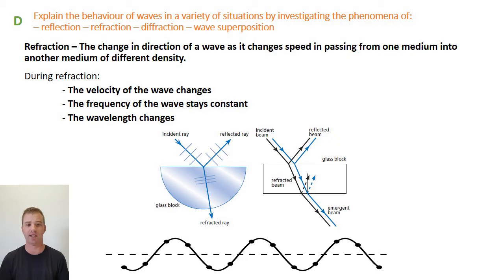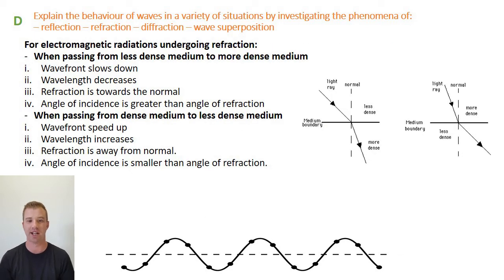Refraction is the change in direction of a wave as it changes speed in passing from one medium into another medium of different density. During refraction, the velocity of the wave changes, the frequency stays constant, and the wavelength changes, and you can see that in those two diagrams. For electromagnetic radiation undergoing refraction, it depends on the mediums, and I've got both of those scenarios there with the appropriate diagrams, so you can check that out.